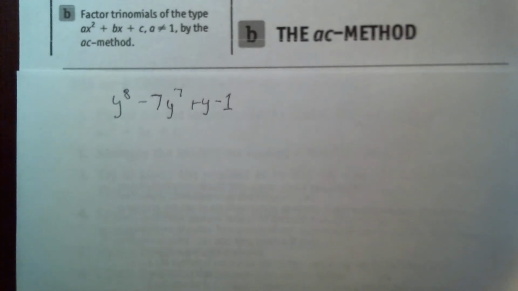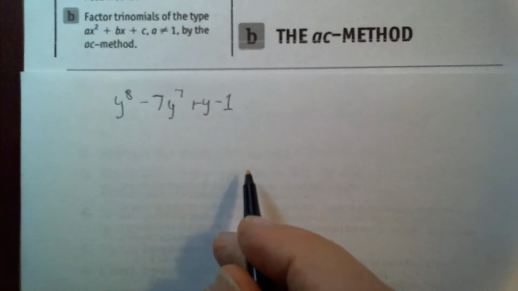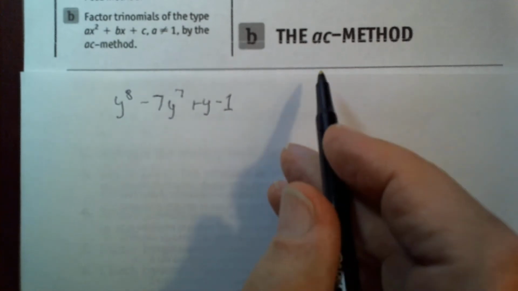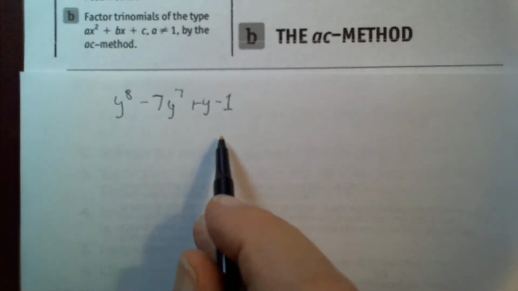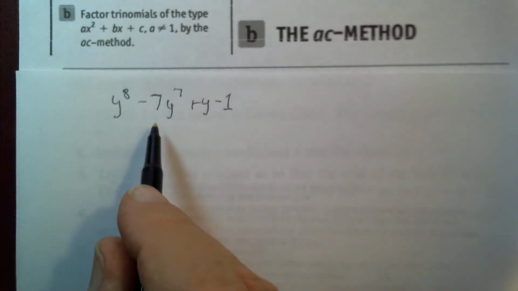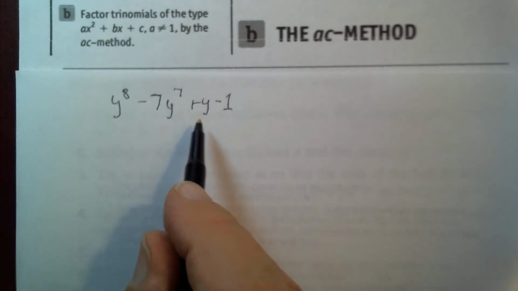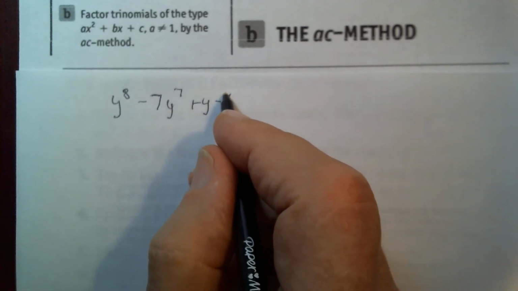In the previous section, we talked about factoring by grouping. I also mentioned that that's a very, very important skill to develop because at the heart of the AC method is factoring by grouping. So let's review that with one simple example. Here we have a polynomial y to the 8th minus 7y to the 7th plus y minus 7.